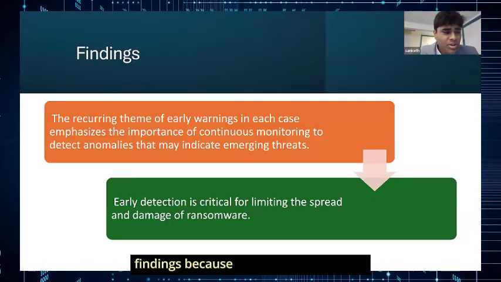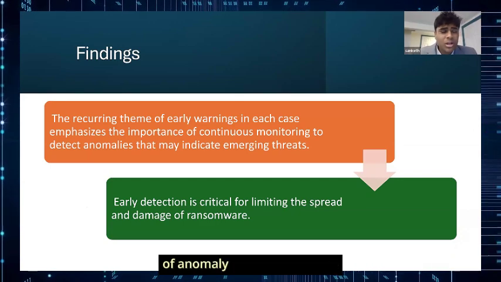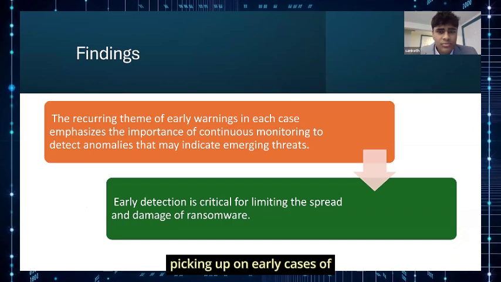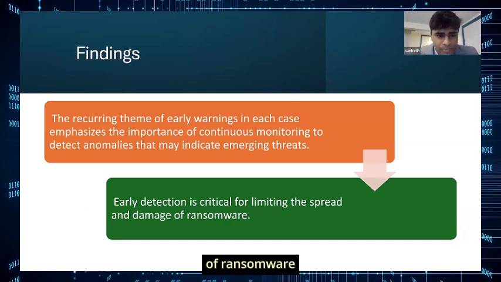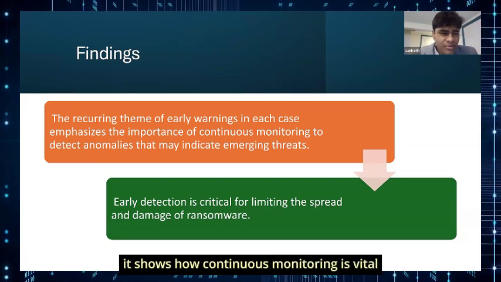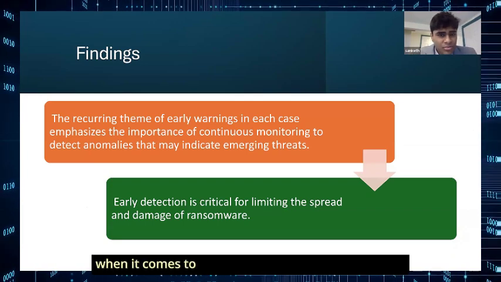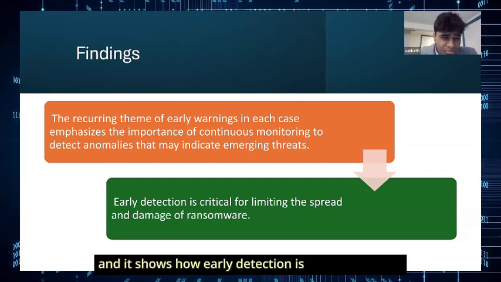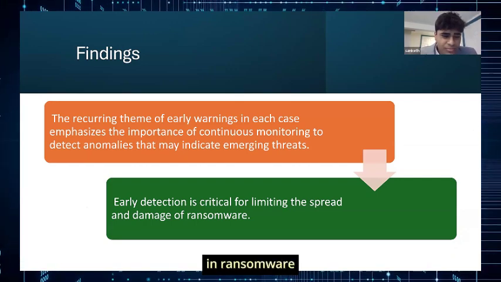Findings. Because of the constant theme of anomaly detection systems picking up on early cases of ransomware, it shows how continuous monitoring is vital when it comes to reducing the damage of ransomware. And it shows how early detection is really important in ransomware.